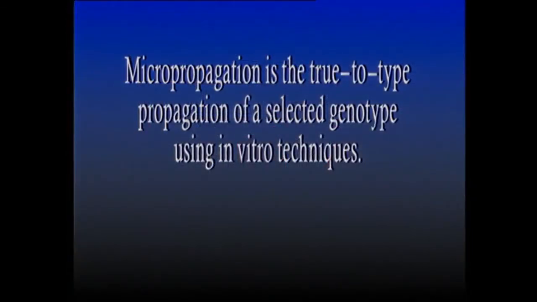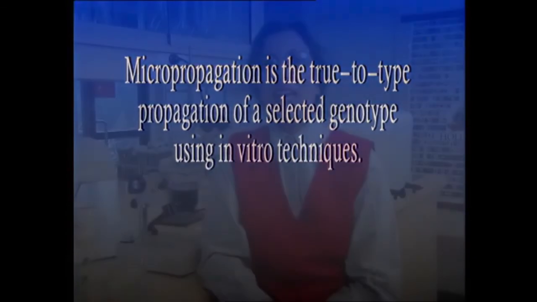Micropropagation is the true-to-type propagation of a selected genotype using in vitro techniques. Several stages are involved in micropropagation, each of which are influenced by an array of physical, nutritional, and hormonal factors. Micropropagation only makes sense when adequate starting material is used. Therefore, the choice of stock plant material cannot be done indiscriminately.